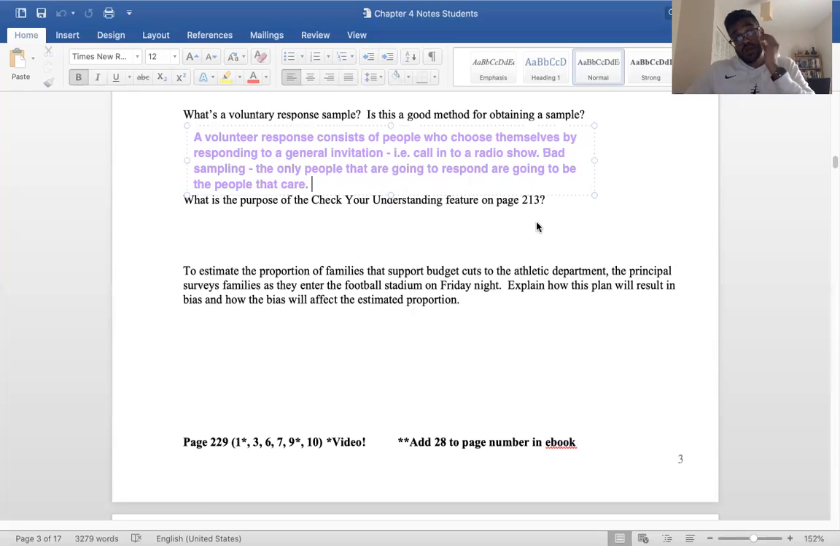So the next question is going to look at forms of bad sampling, and how they can lead to a lot of mistakes and a lot of bias. So definitely take a look at this question, and we can go through that in class if we need to.